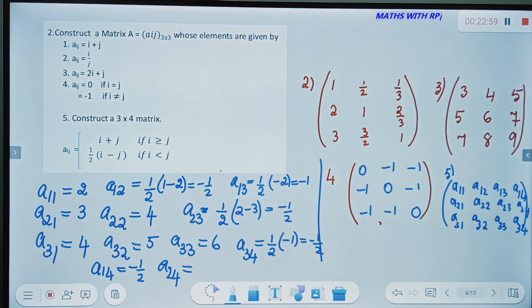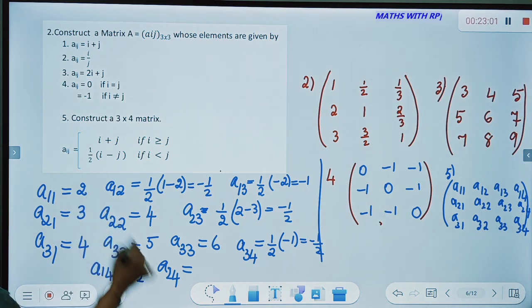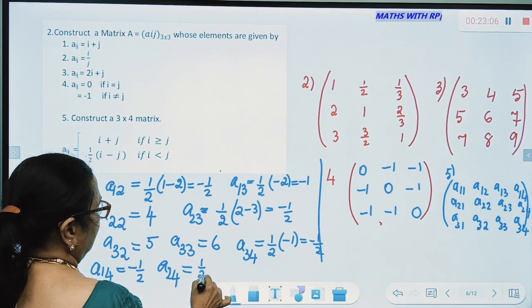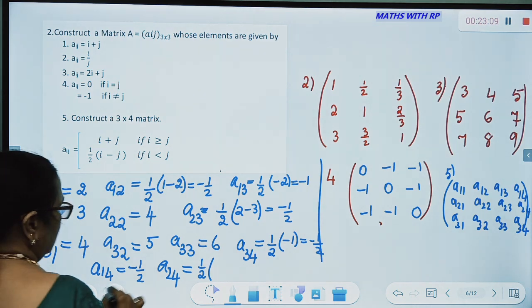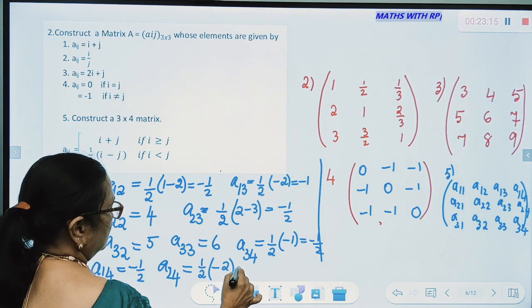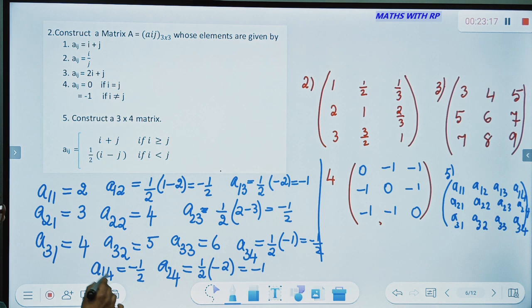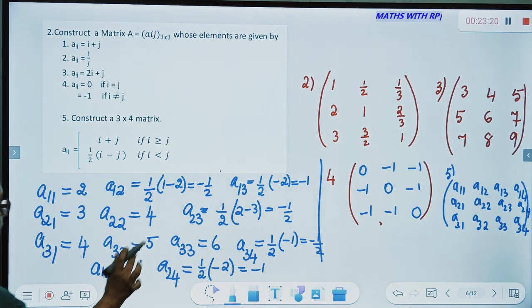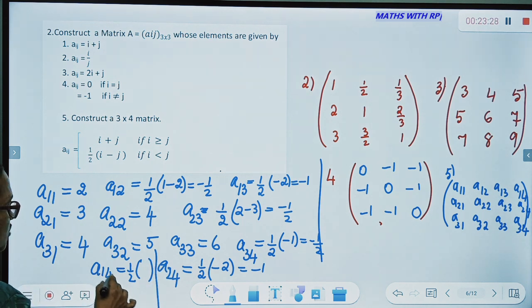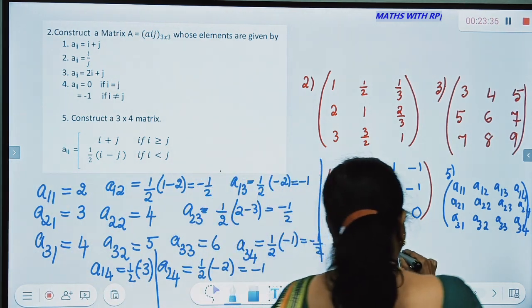A24 will be, what will you get again? It is i less than j, half of 2 minus 4. Half of, what will I get? 2 minus 4, which is minus 2. Minus 1. Here what do you get? A14 will be half of, i is less than j, so half of i minus j. That is 1 minus 4, which is minus 3. So I have written all the elements. So now you can fill up this matrix.